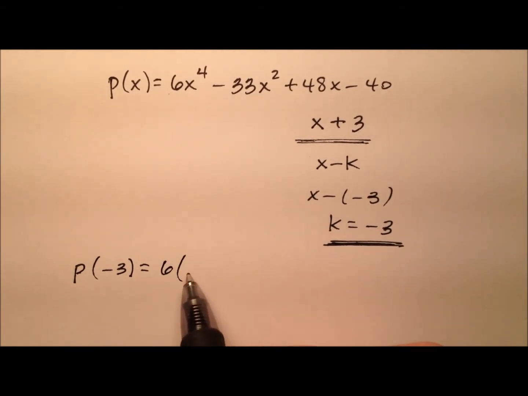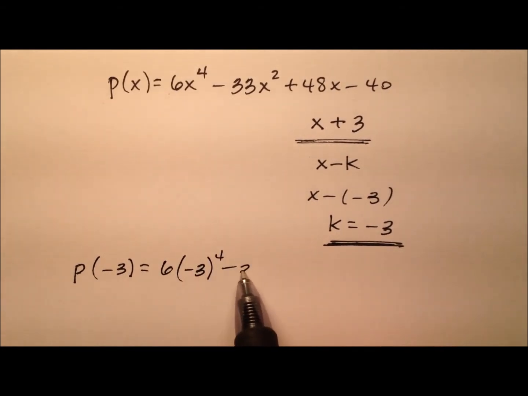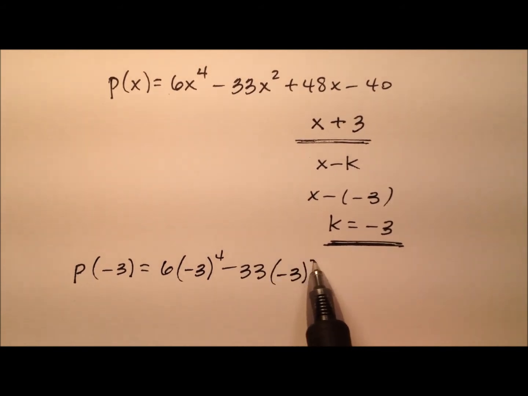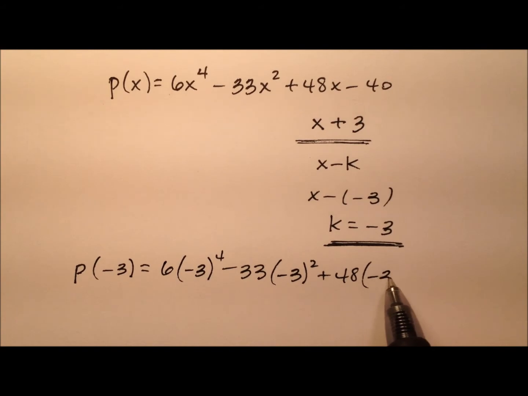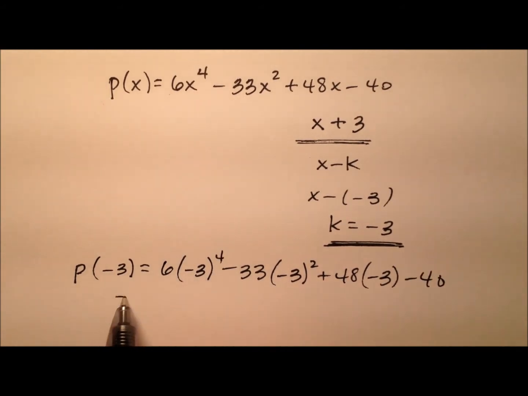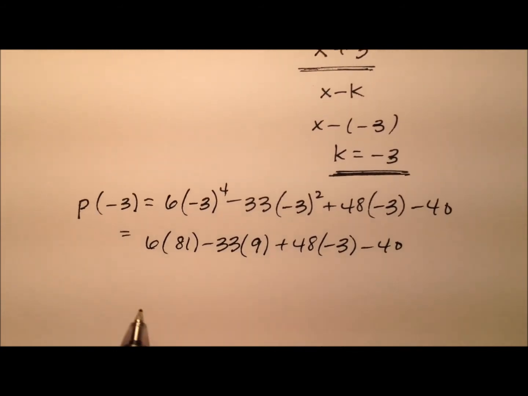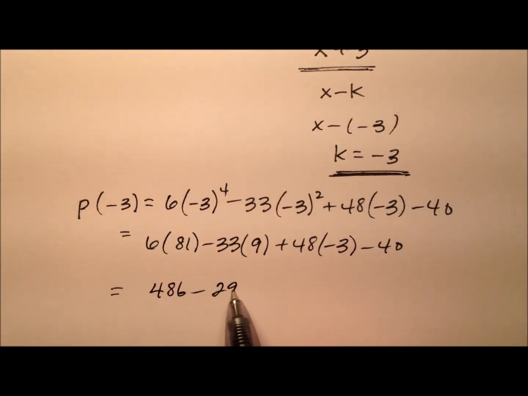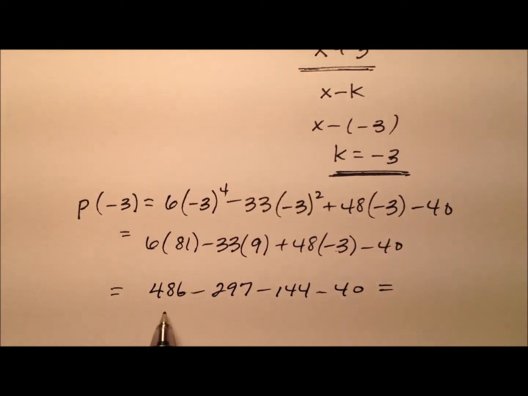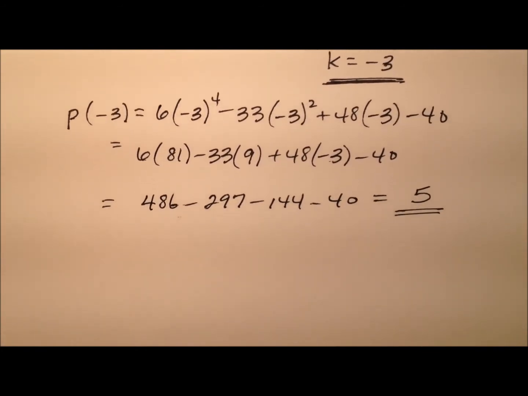Let's start by evaluating this function. We have 6 times negative 3 to the 4th, minus 33 times negative 3 squared, plus 48 times negative 3, minus 40. So it'll be 6 times 81, minus 33 times 9, plus 48 times negative 3, and then minus 40. Doing the arithmetic, it looks like 486 minus 297 minus 144 minus 40. When I subtract all these, I'm going to get 5. Tuck that number in the back of your mind.